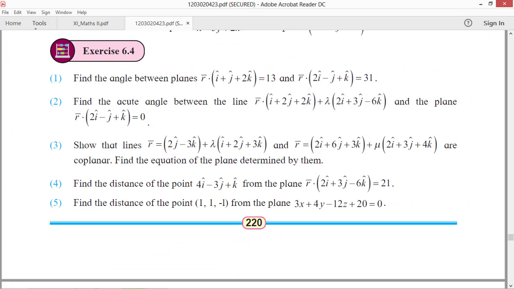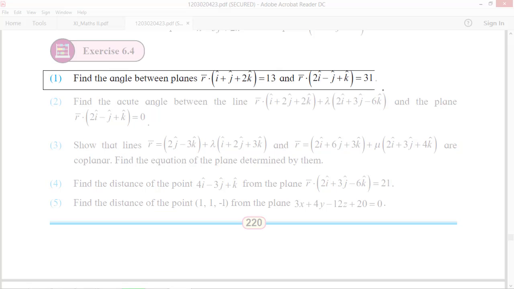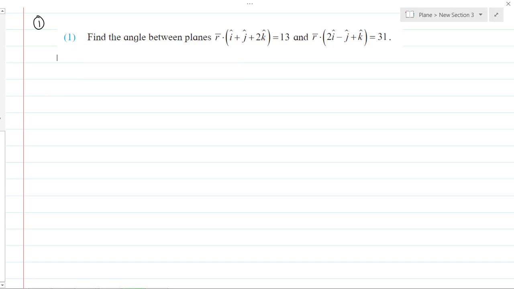The first question is: find the angle between the planes. r bar dot (i plus j plus 2k) equals 13, and r bar dot (2i minus j plus k) equals 13. We have to find the angle between the two planes. Both are planes, so what formula will you use here?